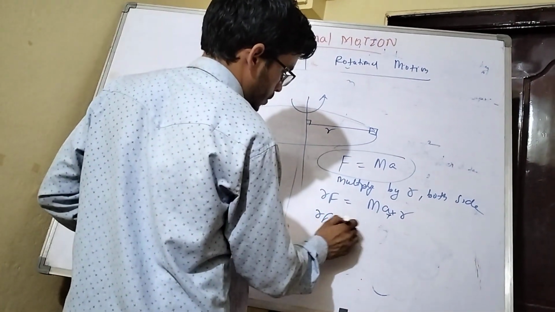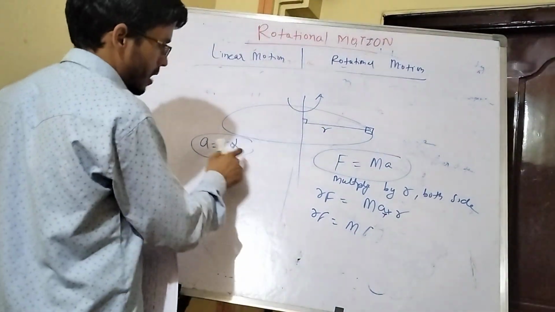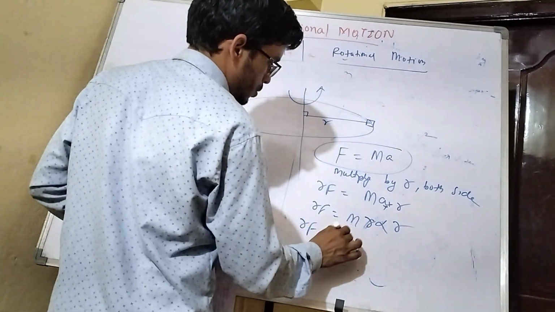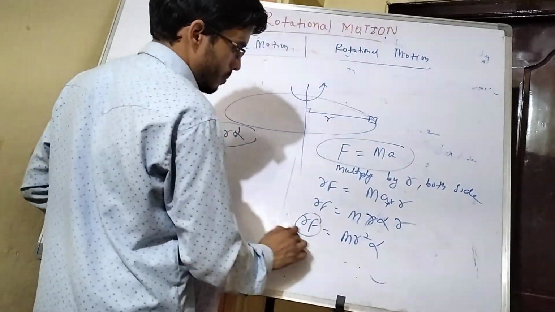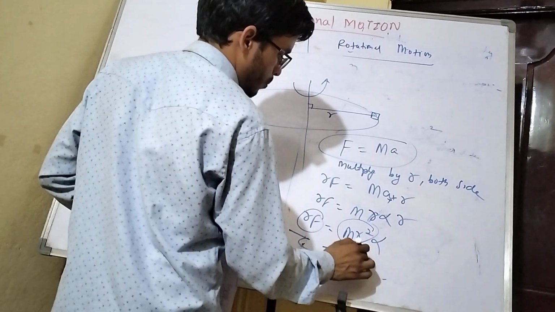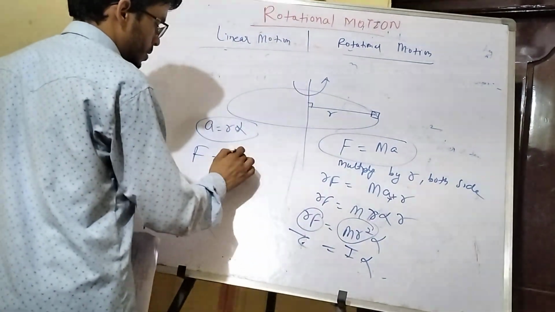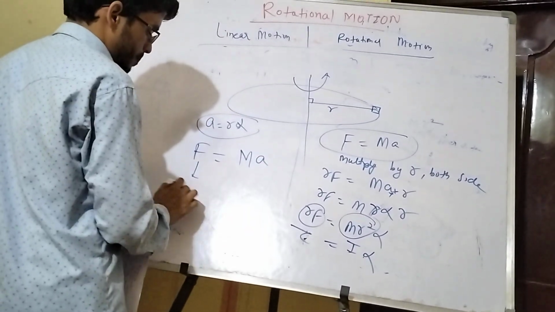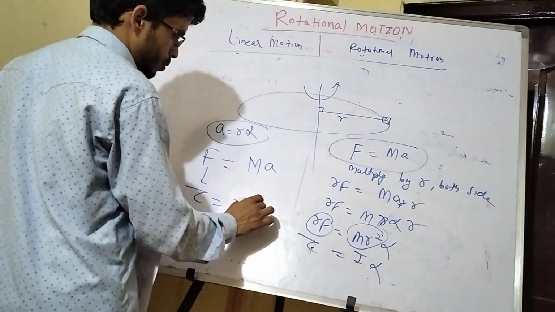So r F equals mass into a, and you know what tangential acceleration is? It is r alpha. You can write here r alpha into r. So r F equals m r square into alpha. And what is this r F? This will be torque. Torque equals, you know what m r square is? This will be moment of inertia into alpha. So I have already told you, initially I took force equals mass into a, and finally I get torque equals I into alpha.